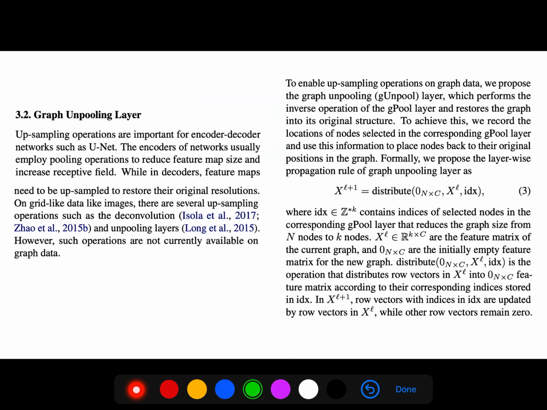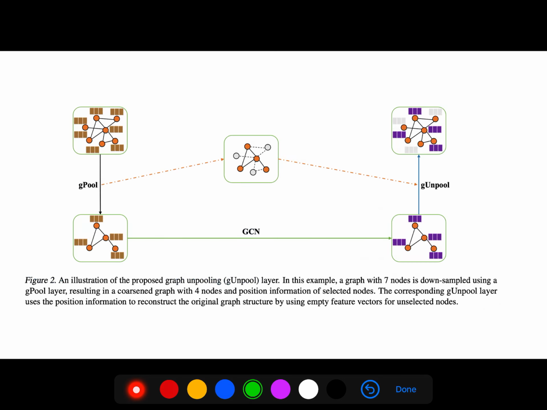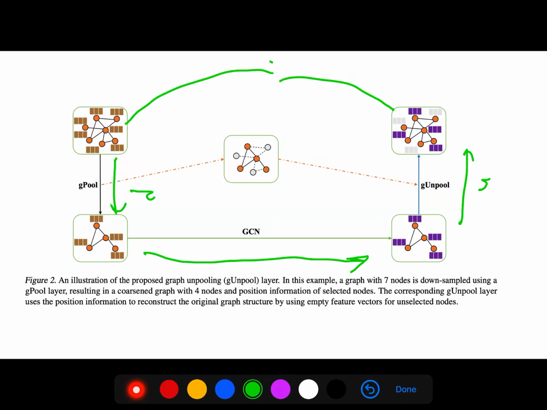So we propose the layer-wise propagation rule of the graph unpooling layer. You see an illustration of the proposed unpooling layer. First we do gPool, so we have a coarsened graph, then we do graph convolution or any other thing, like graph attention or graph isomorphism network. Then you do unpool to do upsampling. Instead of downsampling, now we are upsampling to get the original. And now you get the reconstruction error here.